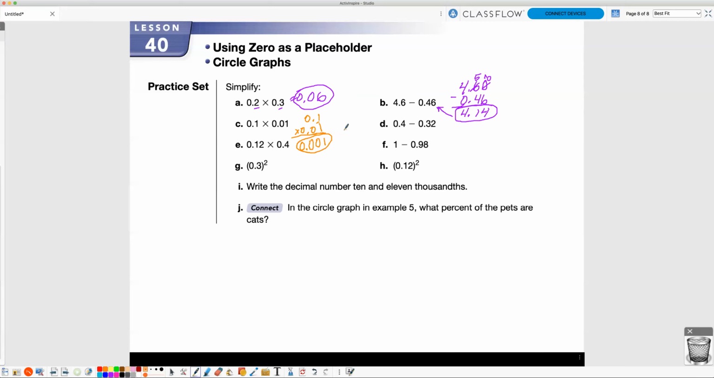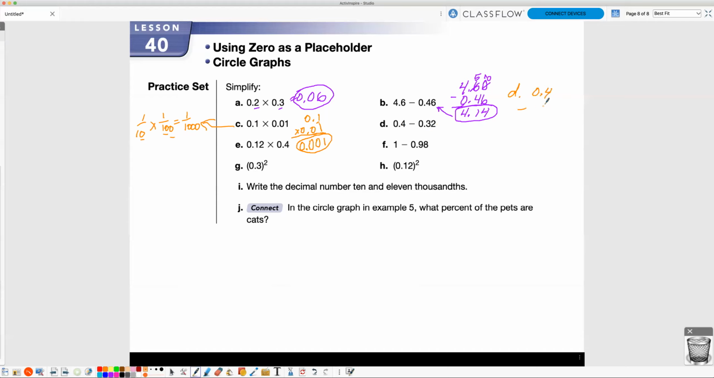So that'd be 1,000th. If you think about it, for letter C, this would be 1/10 times 1/100th. And if you were to multiply that out in fraction form, you'd get 1,000th, because there's 1, 2, 3 zeros. Okay, letter D. Let me just put letter D right here.